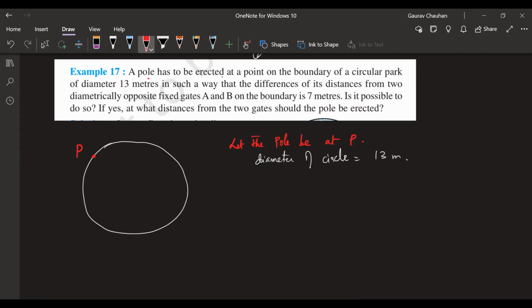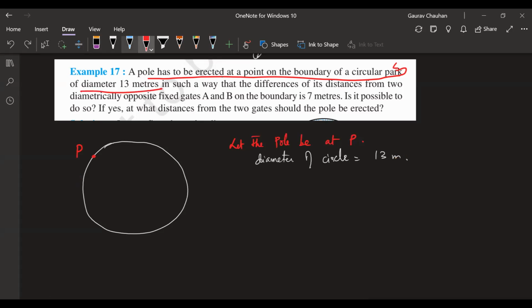What I did, I read till here and understood what it was saying. First, obviously, I'll read once fully. Half the things I will not understand. Then I will break it up and read. Okay, this is a circle. There is a point P where I have the pole. And one more piece of information I have, the diameter is 13 meters.